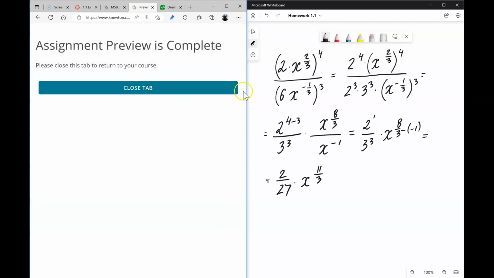So we finished the homework. If you have any questions about this homework or any of these concepts, please feel free to reach out.